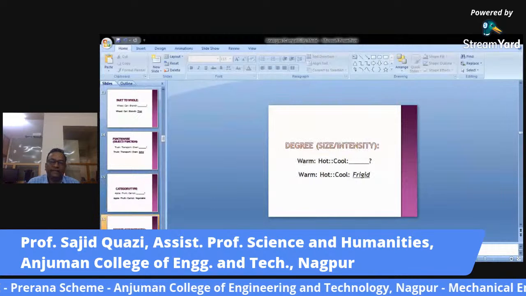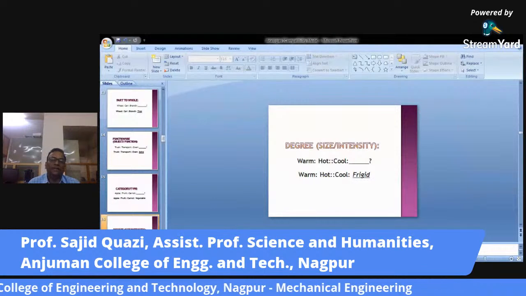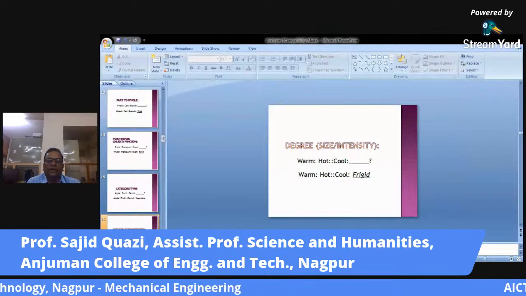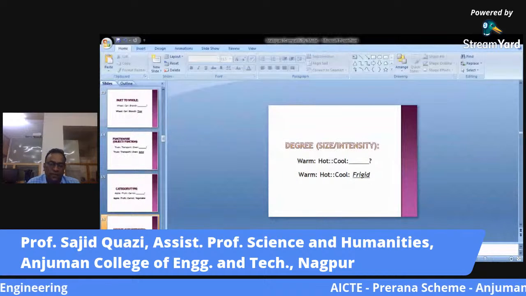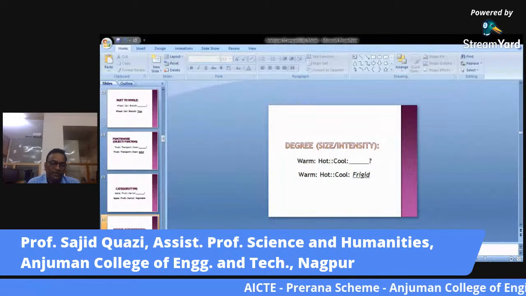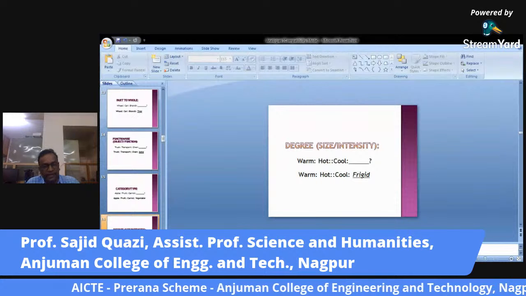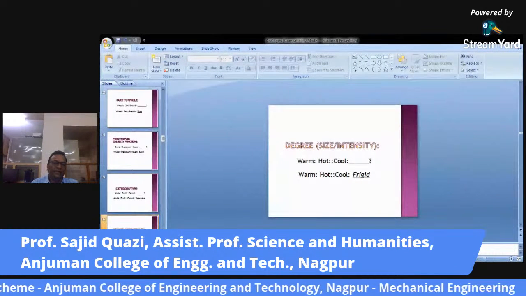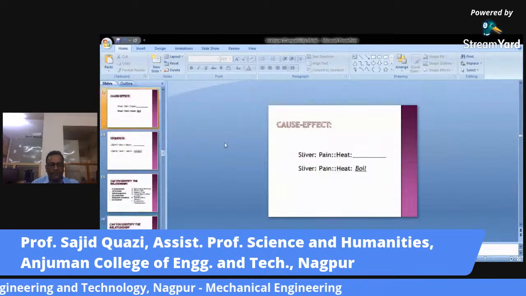Degree, size and intensity. Here we have to understand the degree. Warm equal to hot, then cool equal to what? If warm is to hot, then cold is to cool. So this degree, size and intensity kind of category is also included in the GATE examination and any other examination.